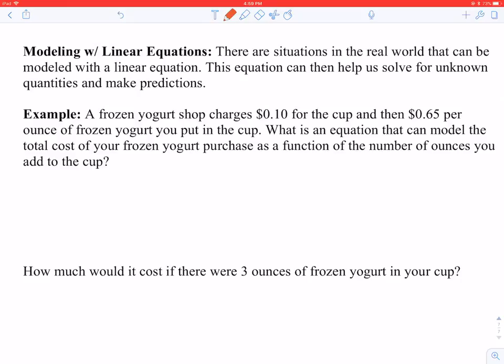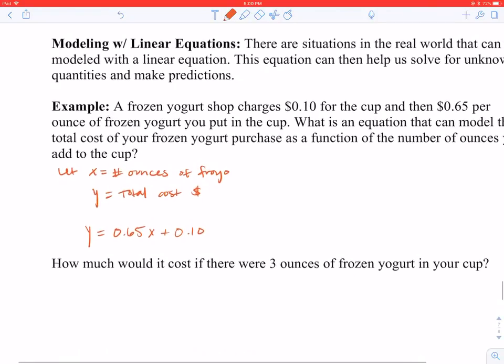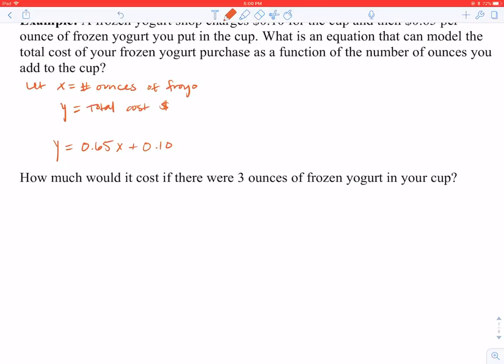depend on that amount. Okay, so if I let X equal the number of ounces of froyo that you add to the cup, and then Y be the total cost of the froyo in dollars, okay, we'll have Y equals 0.65X plus 0.10. Please make sure you are defining your variables when you have a word problem, and you're using units in defining your variables.